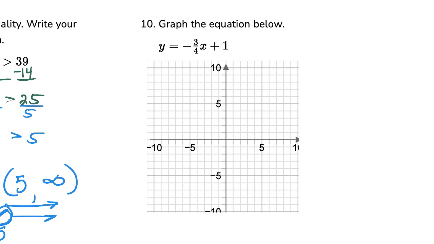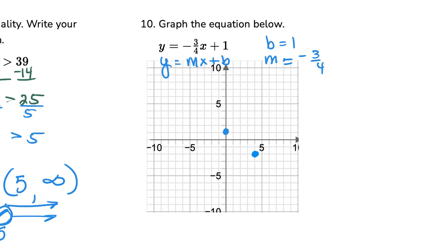10, we just have to graph. This thing's already in y equals mx plus b form. So our y-intercept is 1, and our slope is negative 3/4. The y-intercept of 1 is right there. And it says go down 3 and over 4. So I'm going to go down 1, 2, 3, then over 1, 2, 3, 4. And I'm going to put my dot right there.